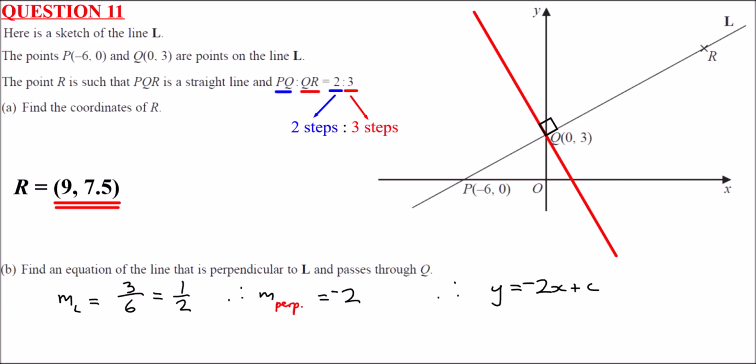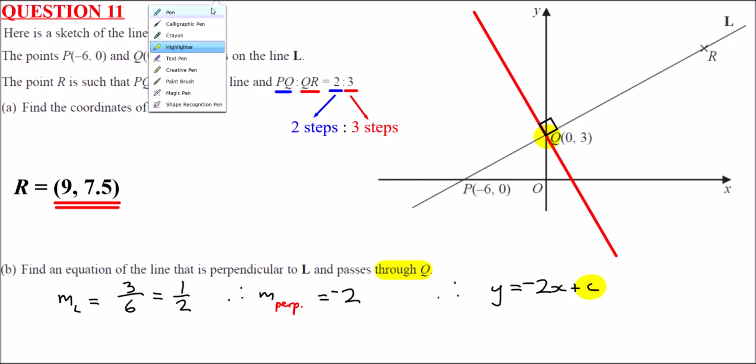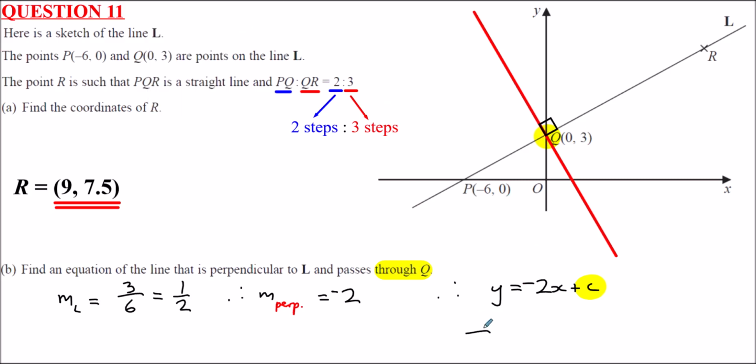Now, before we panic about having to substitute in a known point, which we normally would do, just remember that c is the y-axis intercept, and we're told this line goes through Q, and Q is the y-axis intercept, essentially. The y-axis intercept is the value of y when x is 0. When x is 0, y is 3, so therefore the value of c is 3. So our equation of this line is therefore y equals minus 2x plus 3, because Q cuts the y-axis at 3. So actually it's not so bad, part B.